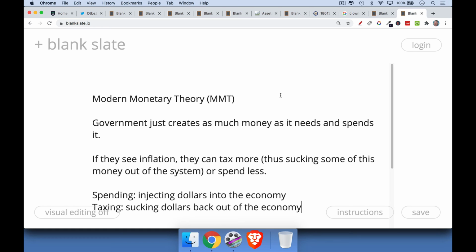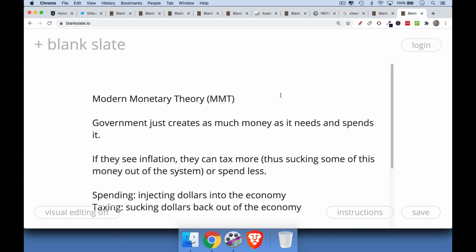You can already see the problem with this because politicians are not exactly the most disciplined people, and government has a tendency to always get bigger and bigger. It never gets smaller. It gets bigger and bigger like a balloon until it explodes. This is one problem with MMT that we'll talk about. But basically, the government just creates as much money as it wants.